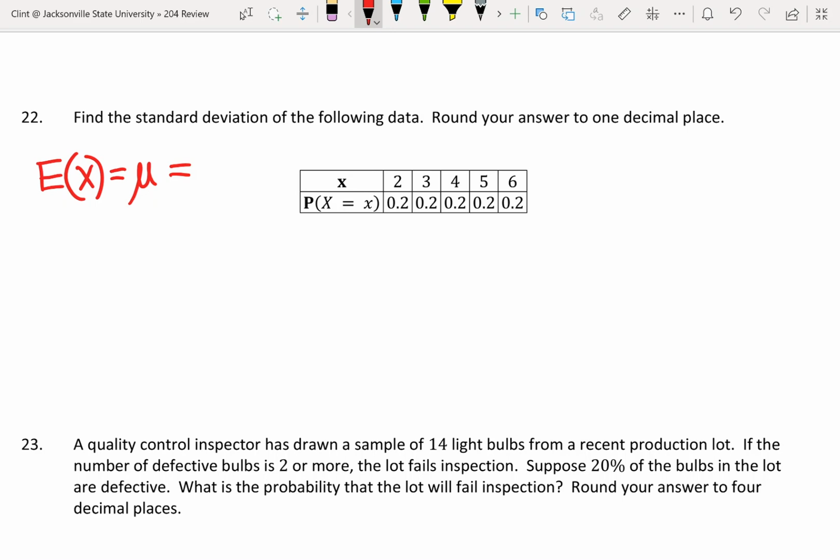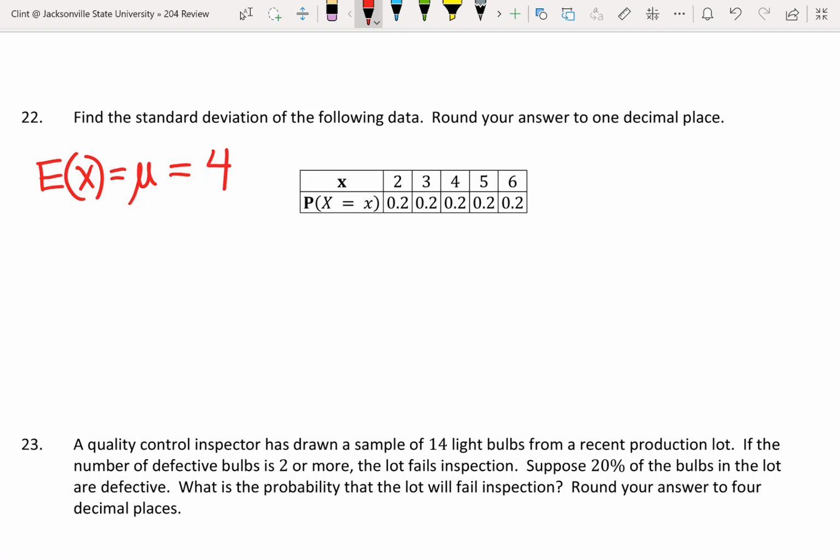This one's not exciting. What's our expected value? You may do it. 4. It comes out exactly like that because all the probabilities are the same and it's the middle number. There's our expected value.